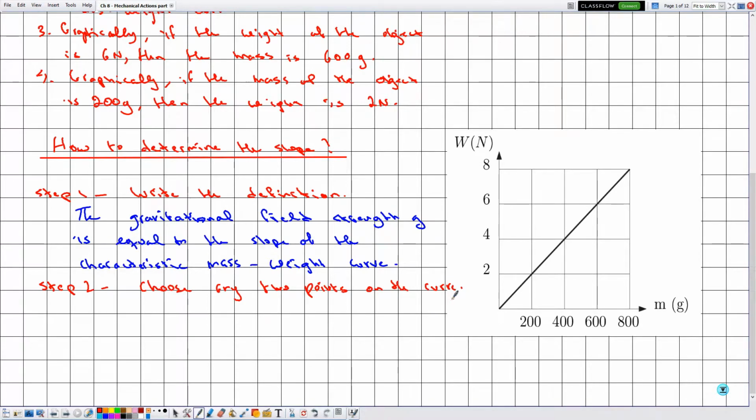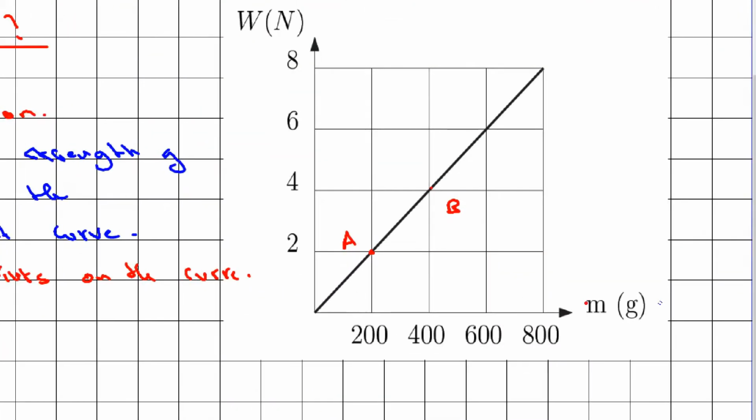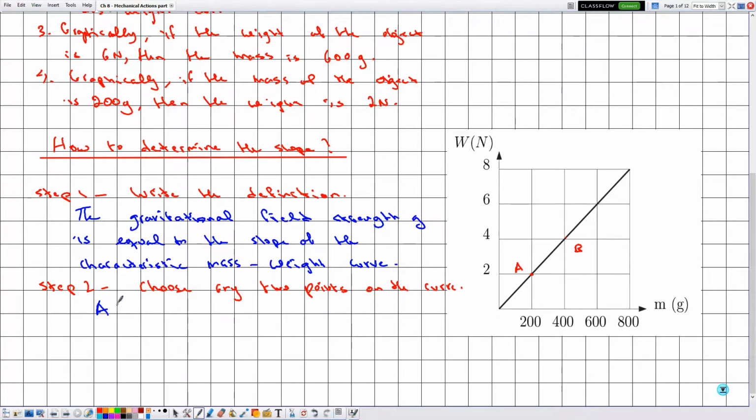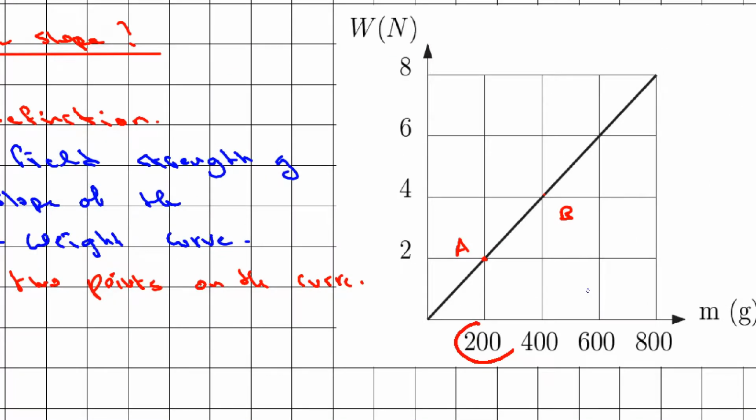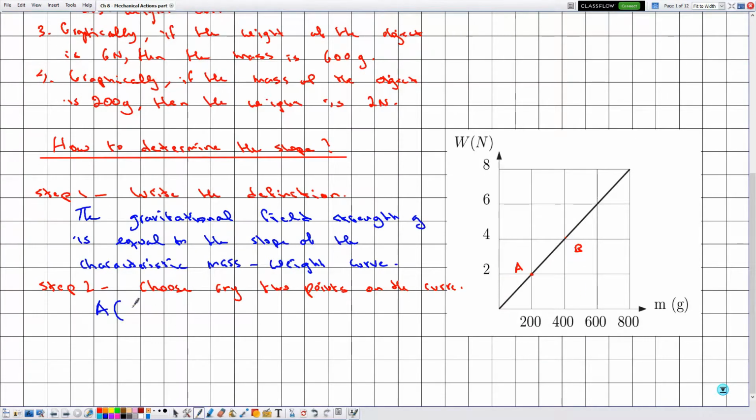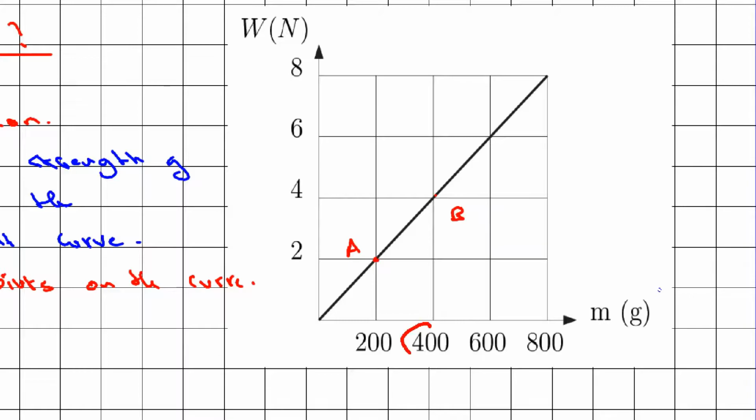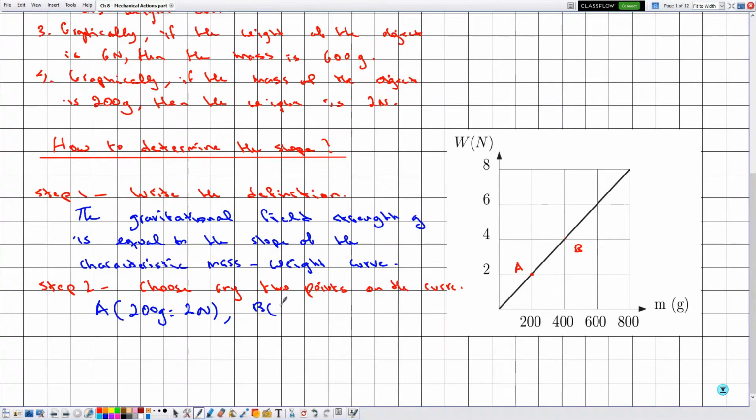So in this case, my choice will be any 2 points, but I will choose the point A and the point B. So now I will write the coordinates of the point A and B. As we have done in the case of the resistance, we will start by the current and by the voltage. So the point A has the following coordinates: 200 grams and 2 newtons. And as for the point B, it's given by 400 grams and 4 newtons.